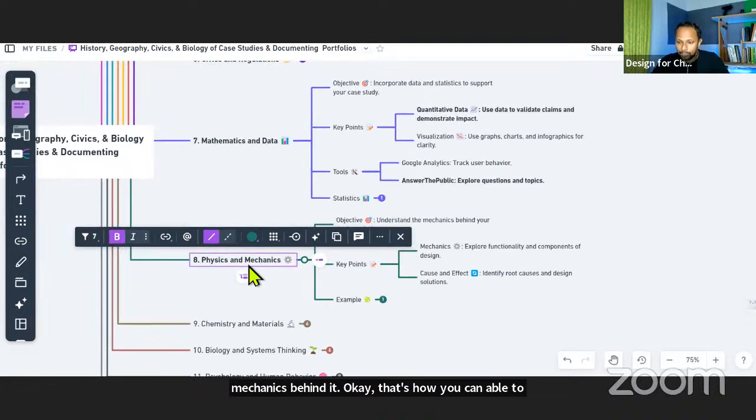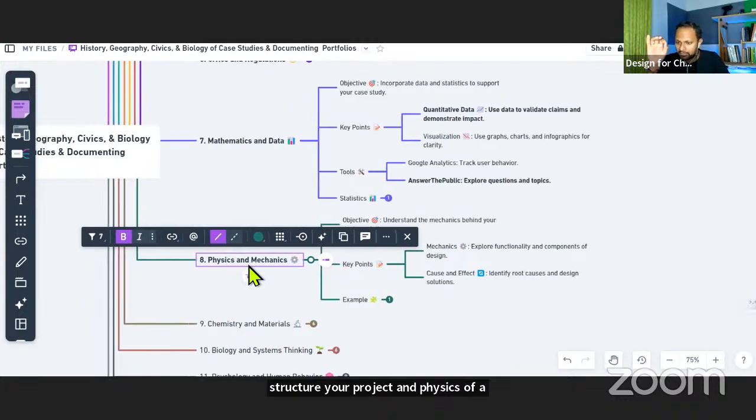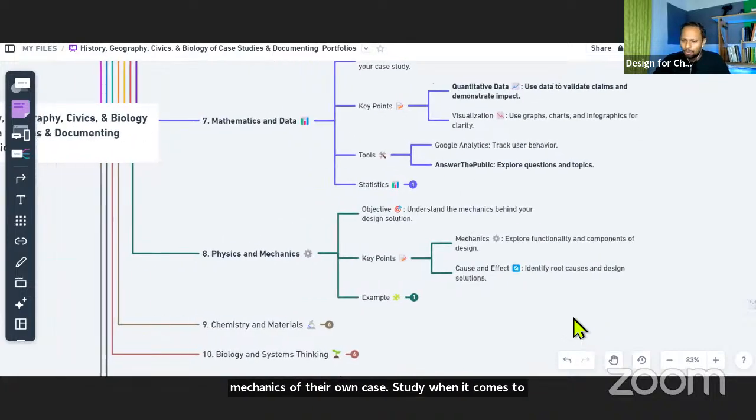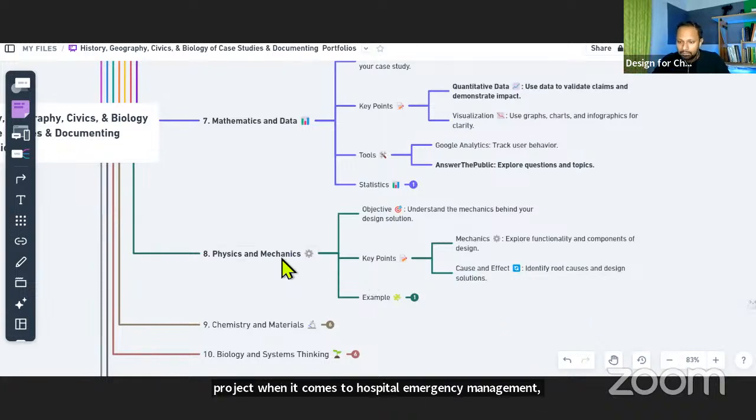Mechanics and physics of a project is very important, guys. A lot of people forget this. They themselves don't know what the mechanics of their own case study are. When it comes to an EV project, when it comes to hospital emergency management, you take any project in this world, it will have mechanics and physics behind it.